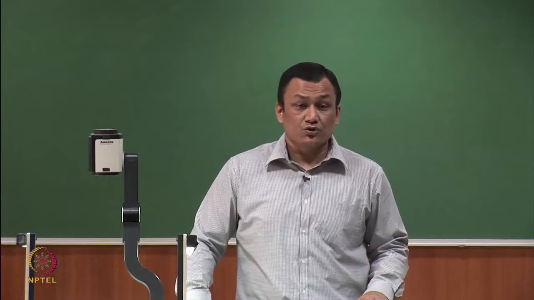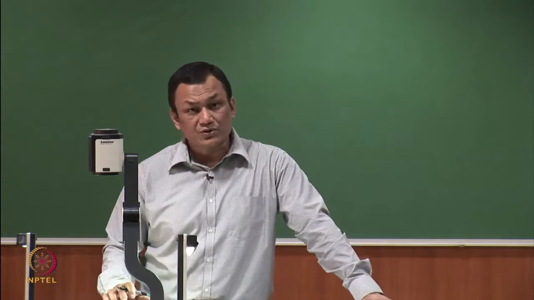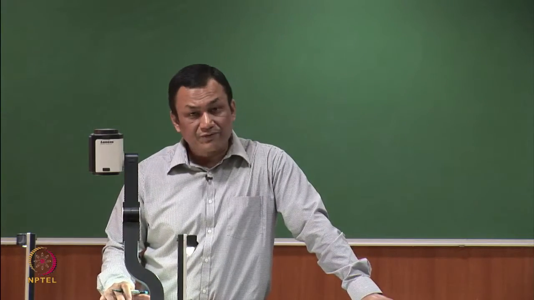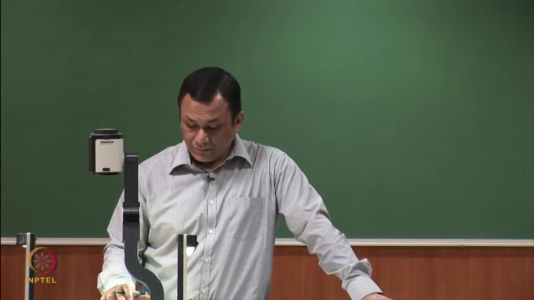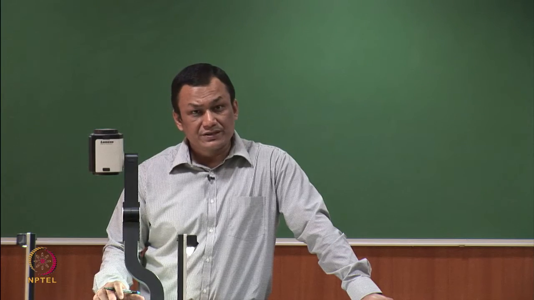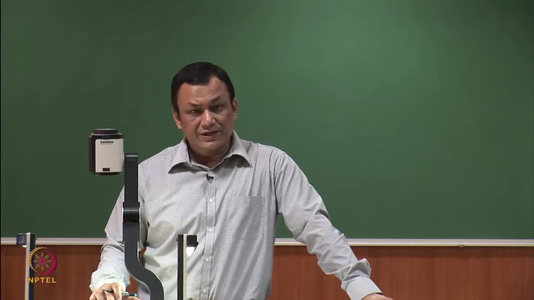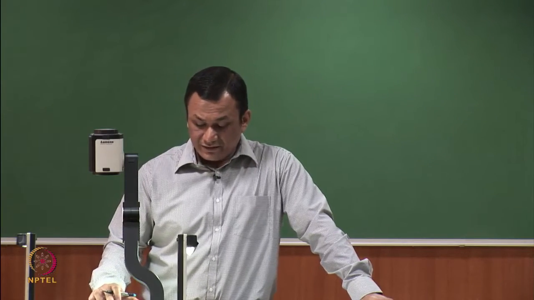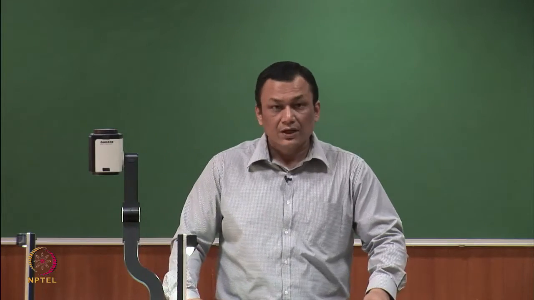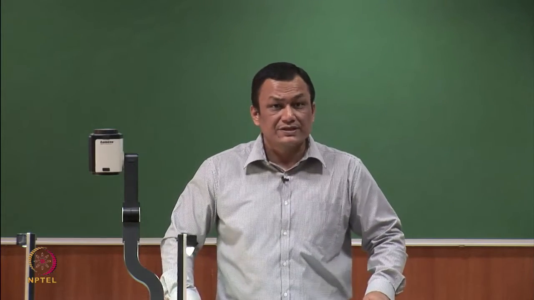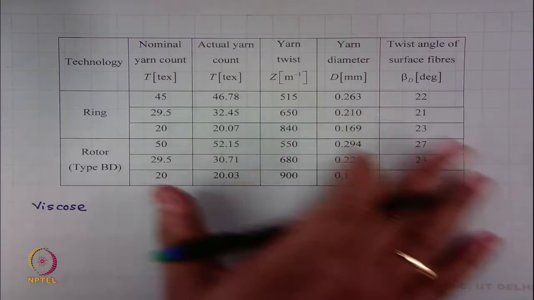Similarly, rotor yarns of three different counts were also produced. The nominal counts were 20 tex, 29.5 tex and 50 tex. After production, the counts of the yarn were measured as 20.03 tex, 30.71 tex and 52.15 tex. Also the twist, diameter and twist angle of the yarn were measured. These results are given here.